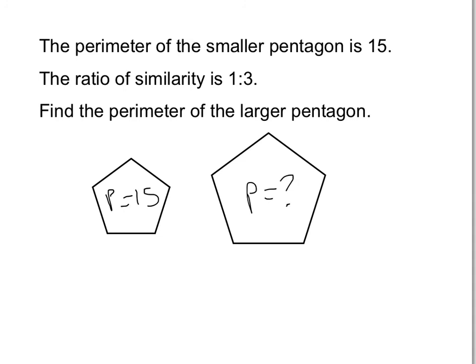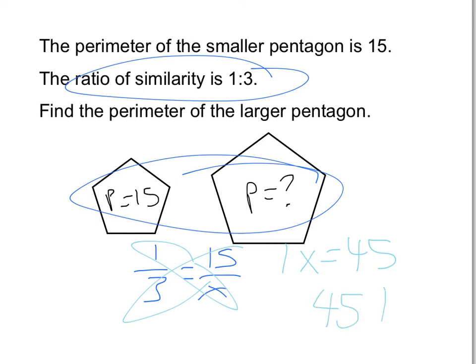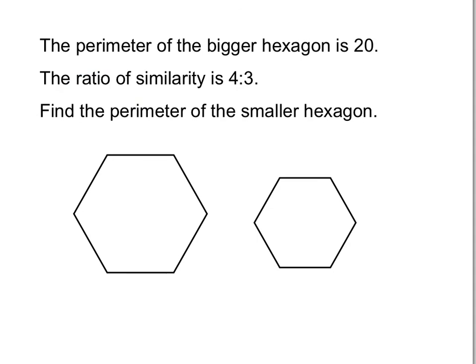Okay, so again, our ratio here is 1:3, so 1/3. Then we take our two perimeters here and we just do 15 over x. Cross multiply, we get 1x equals 45. So our answer, 45. One more. Go ahead and pause this one so you can try it. Press play when you're ready.